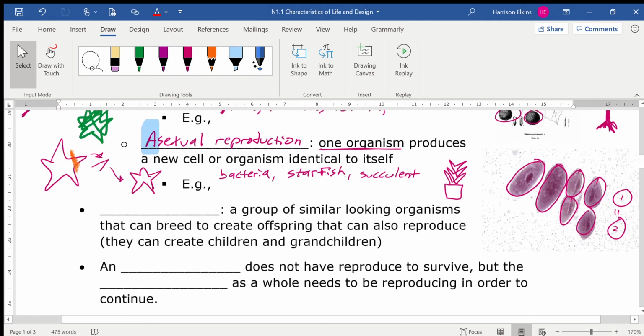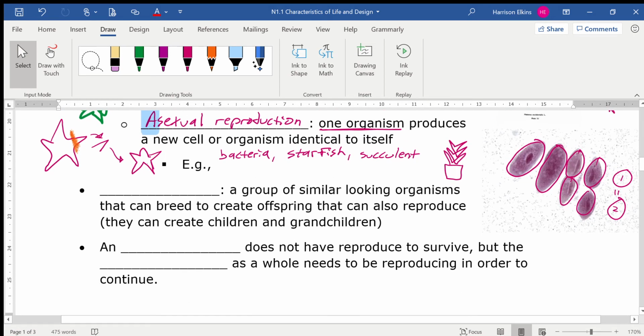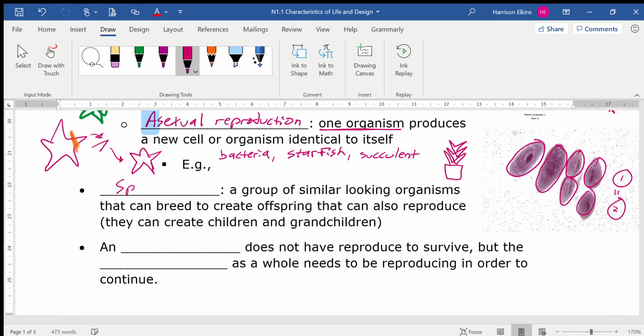Now, part of reproduction is that we need to have a definition for what a species is. A species is basically a group of similar looking organisms that can breed to create offspring that also can reproduce. Basically, they can have children and grandchildren. So, for instance, horses are similar looking animals. They can breed, they create offspring, and those offspring can breed and create more horses.